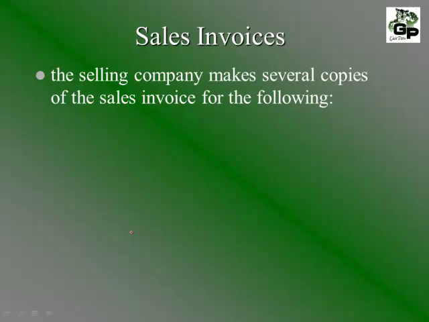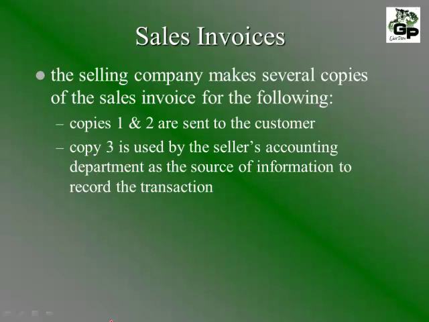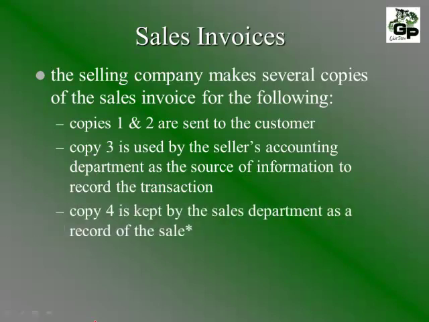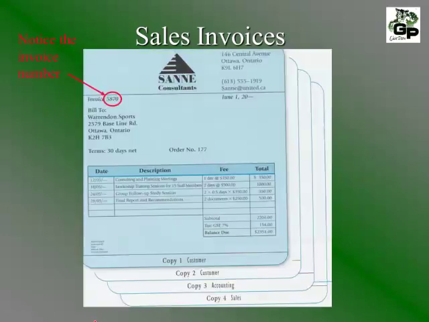The selling company makes several copies of the sales invoice for the following. Copies 1 and 2 are sent to the customer. Copy 3 is used by the seller's accounting department as a source of information to record the transaction. This allows them to keep track of the transaction so that they understand and follow up on whether or not the buyer is going to pay on time. Copy 4 is kept by the sales department as a record of the sale.